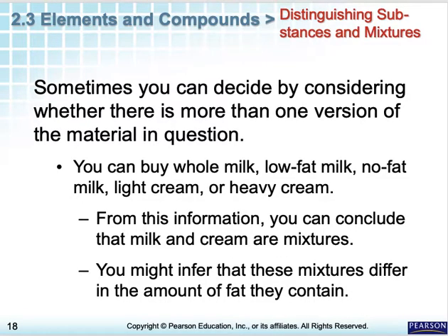Sometimes you can decide based on whether there's more than one version of the material in question. So let's go back to my example of milk. We have whole milk, low fat, light cream, heavy cream, no fat. So there are many different versions. And so that's telling you there's a different amount of milk fat in the milk, and therefore it must be a mixture.